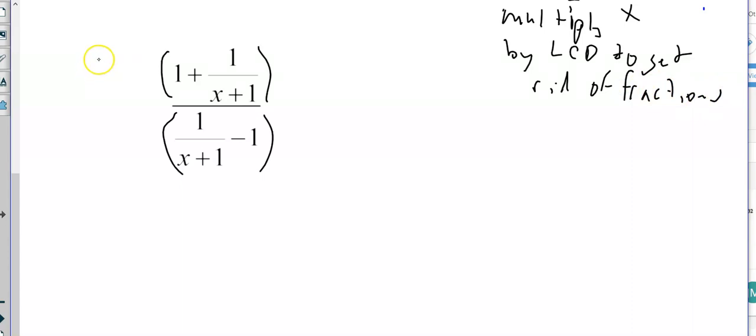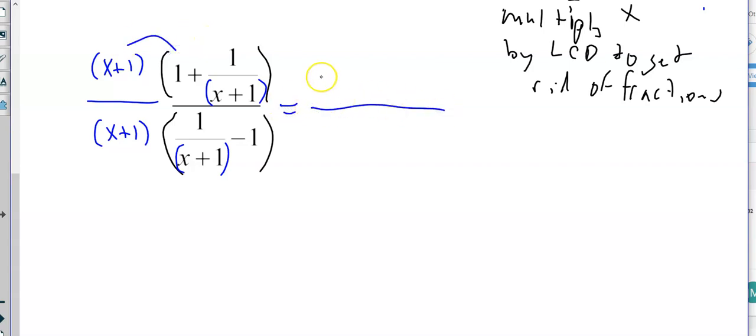So I'm going to multiply the one big fraction here. I'm going to multiply by x plus 1, which is the LCD of that denominator. And in the denominator, I'm going to multiply by x plus 1, which is the LCD of that denominator. So what should happen is the denominator should kind of go away. At least the complex part of the fraction will be gone. Let's see what happens when we actually multiply this out.